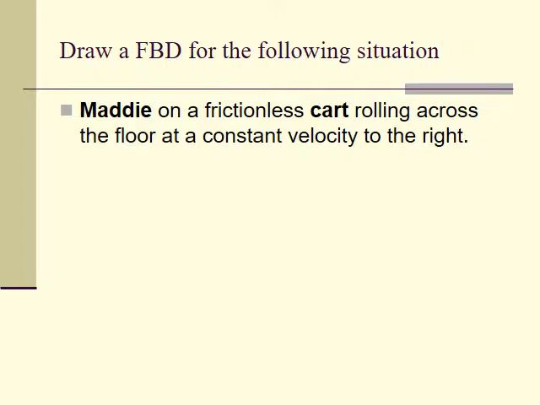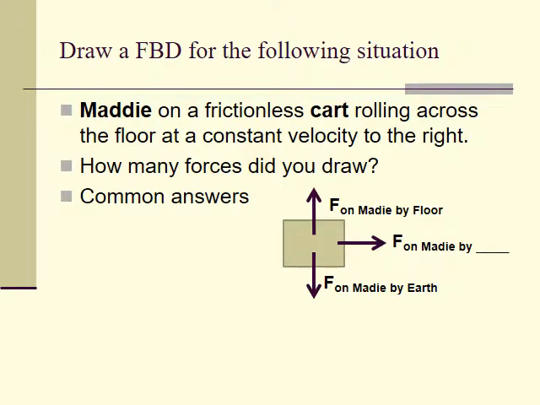All right, this situation is of Maddie the squirrel on a frictionless cart rolling across the floor at a constant velocity to the right. Common answers are things like this, where we'll have two forces, force on Maddie by floor, force on Maddie by earth, and these two are balanced because the squirrel's not accelerating up and down. Most people are getting that by this time. Oftentimes people also put a force forward or to the right, and they'll label it something like force on Maddie by, and they'll choose different things. They could say force on Maddie by motion, force on Maddie by momentum, force on Maddie by, I don't know what else you could do, but those are most common answers.